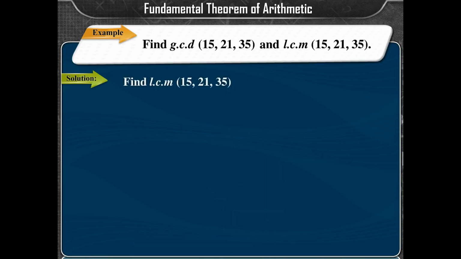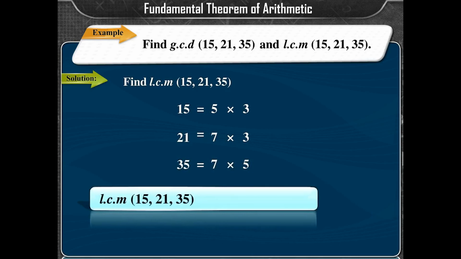Now, we find LCM of 15, 21, 35. 15 is equal to 5 into 3. 21 is equal to 7 into 3. 35 is equal to 7 into 5. LCM of 15, 21, 35 is equal to 5 into 3 into 7 is equal to 105.